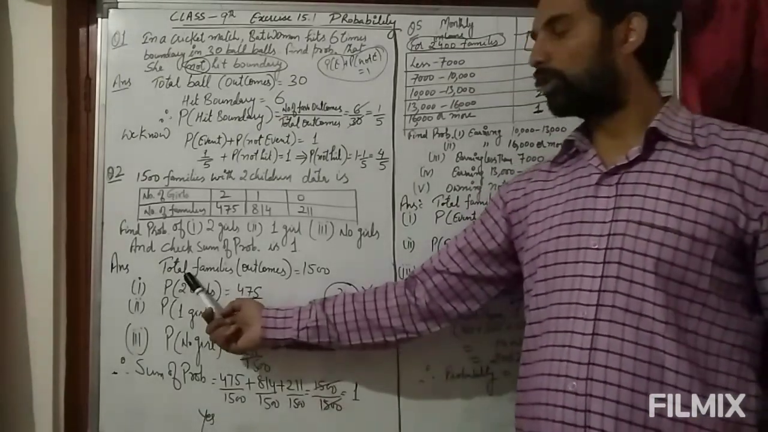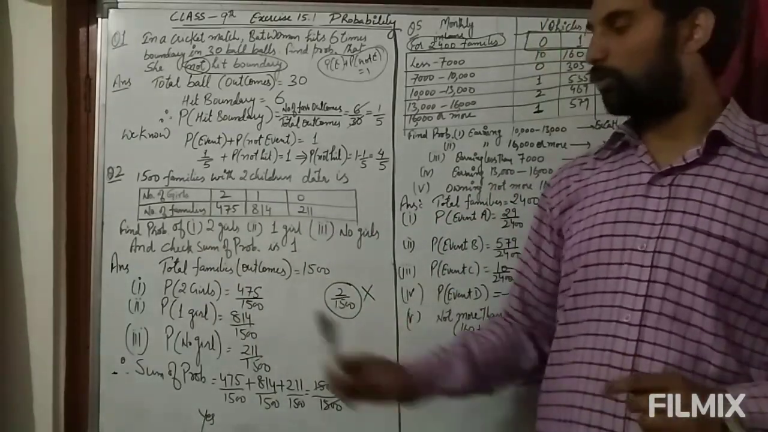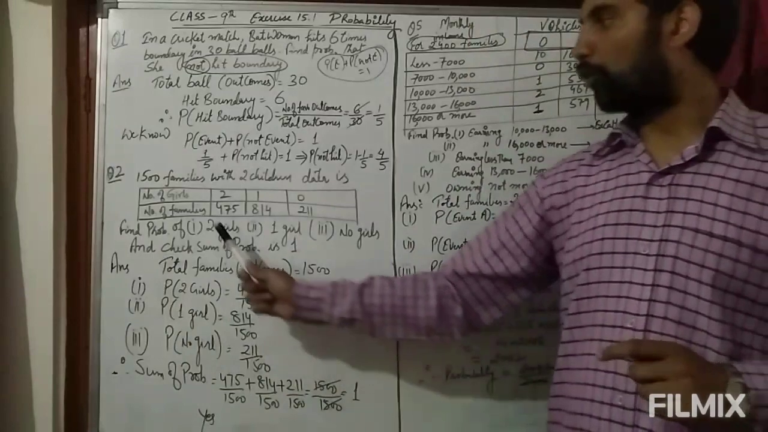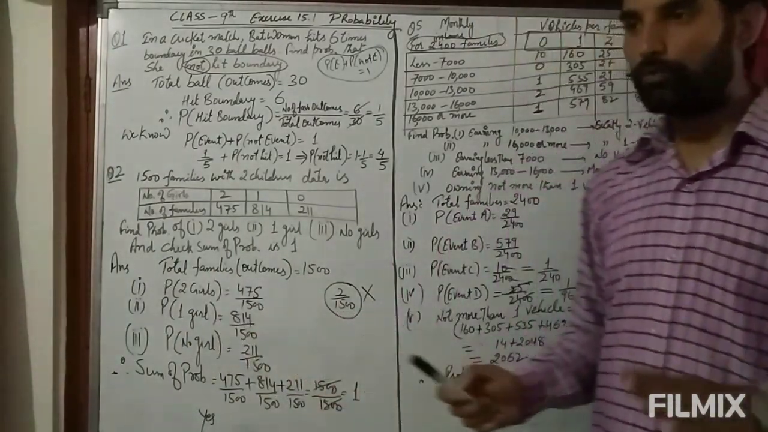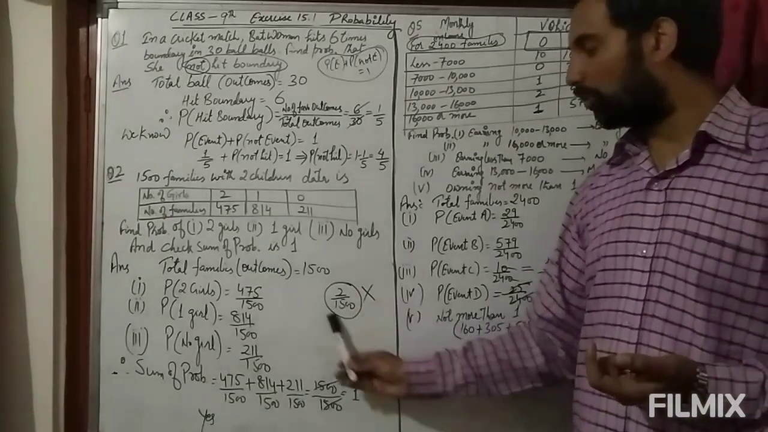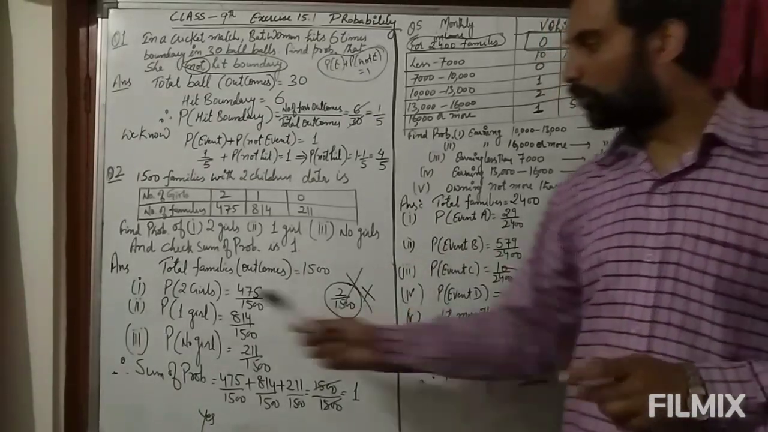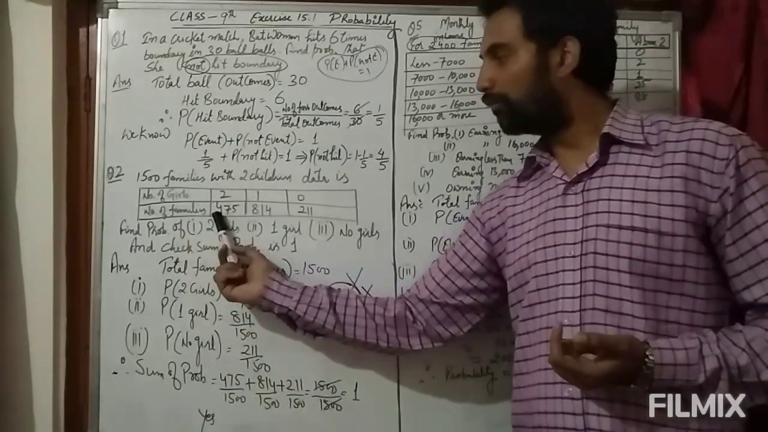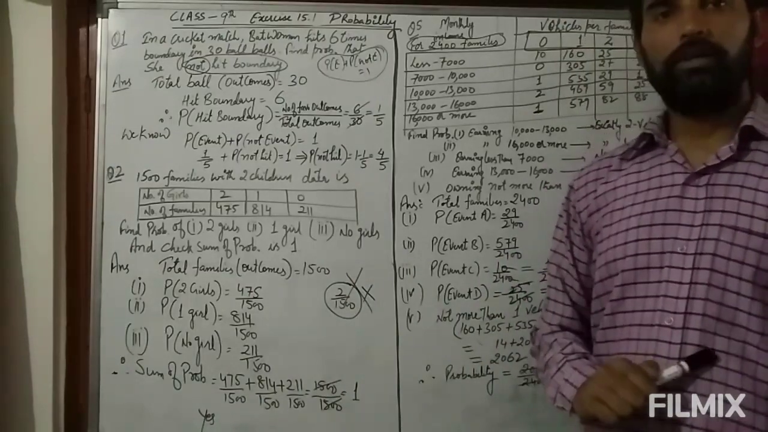First we have to find the total. What is the outcome here? The total families we have is 1500, so the outcome is 1500. The first part is the probability of 2 girls. Generally students write 2 upon 1500. That is wrong. It is not the right way. They are talking about two girls in the family. So how many families have 2 girls? 475. So the answer becomes 475 upon 1500.